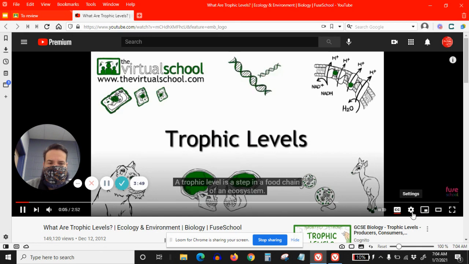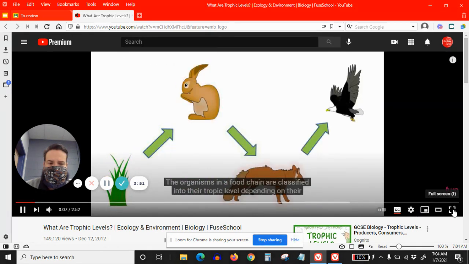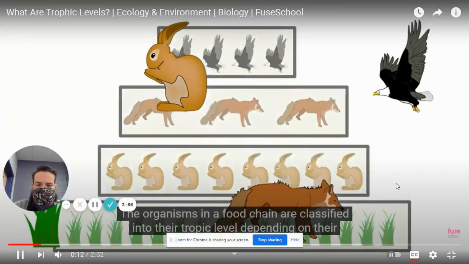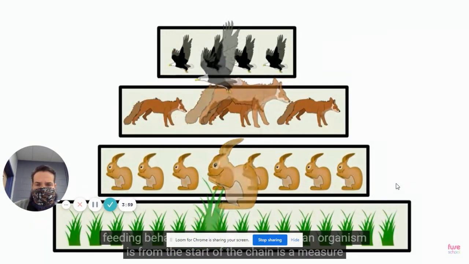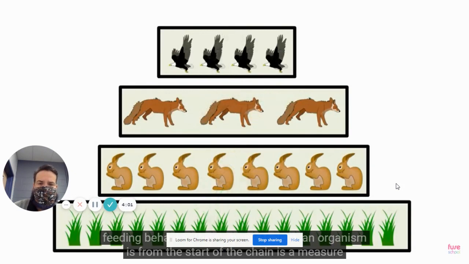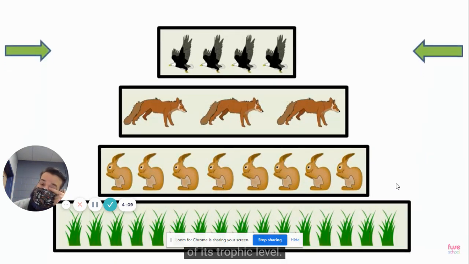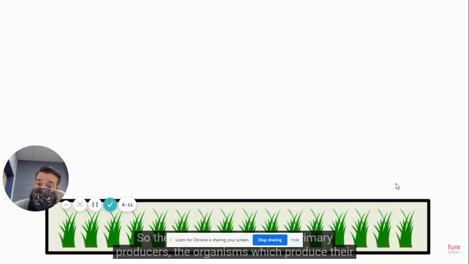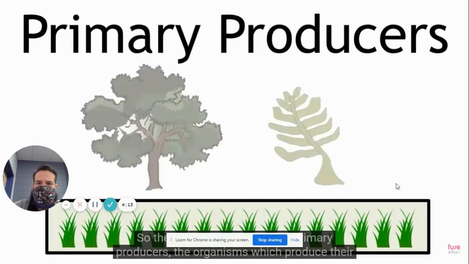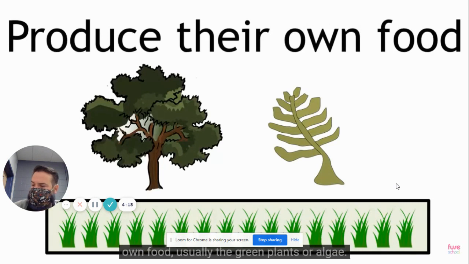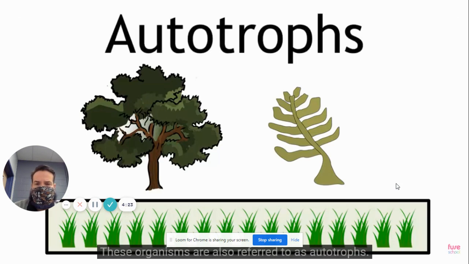A trophic level is a step in a food chain of an ecosystem. The organisms in a food chain are classified into their trophic level depending on their feeding behavior. The number of steps an organism is from the start of the food chain is the measure of its trophic level. So the first trophic level is the primary producers, the organisms which produce their own food, usually the green plants or algae. These organisms are also referred to as autotrophs.